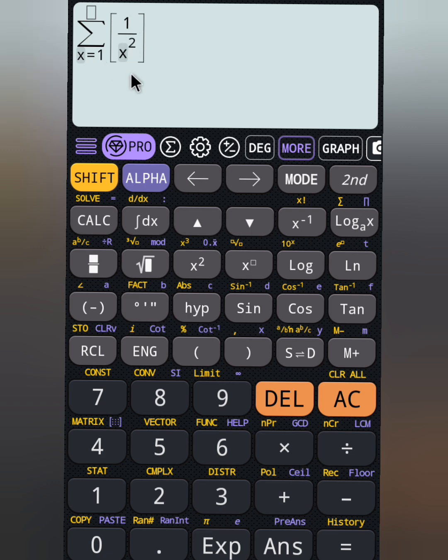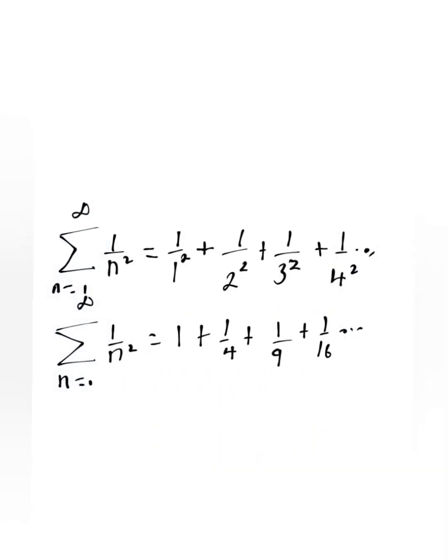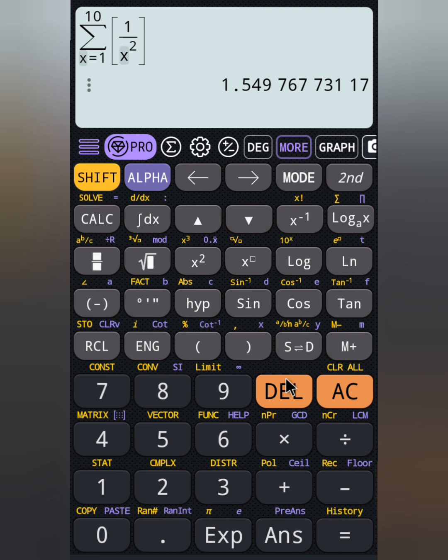Let's sum up this function from x equals 1 to, let me say, 10. If you add it up from x equals 1 to 10, the answer will be 1.549. So it implies that, assuming we add it up, 1 plus 1 over 4 plus 1 over 9 plus 1 over 16 to the 10th term, the answer will be 1.549. But what if we extend it to the 100th term? We'll sum it up to the 100th term.